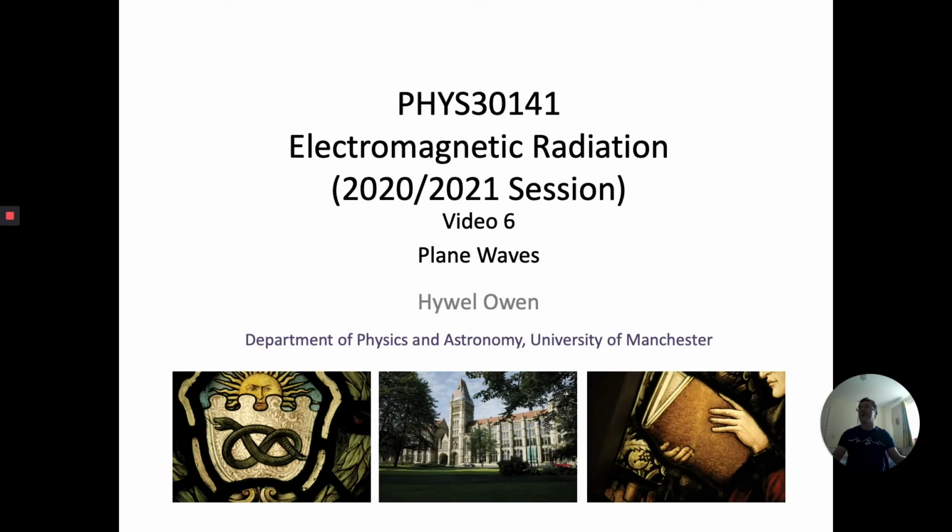Hello, this is PHYS30141 electromagnetic radiation video number 6. In this video I'm going to talk to you about plane waves, by which I mean the coupling together of an electric and magnetic field to form an oscillatory wave which passes through either a vacuum or some medium.